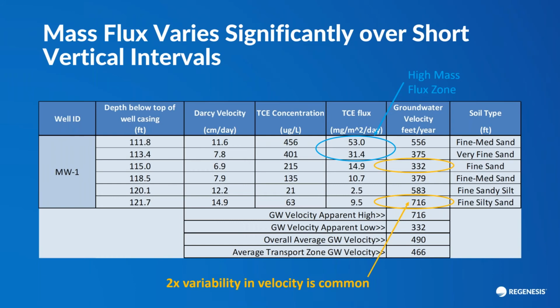Finally, I'd like to cast your eye on 111 with 556 feet of groundwater velocity and 120.1 with 583 feet. Those numbers are roughly the same. However, look at the difference in the mass flux, 2.5 and 53. Again, I'm trying to make the point that there is no rhyme or rule. There's no rule of thumb that's going to help you understand this unless you directly measure it.